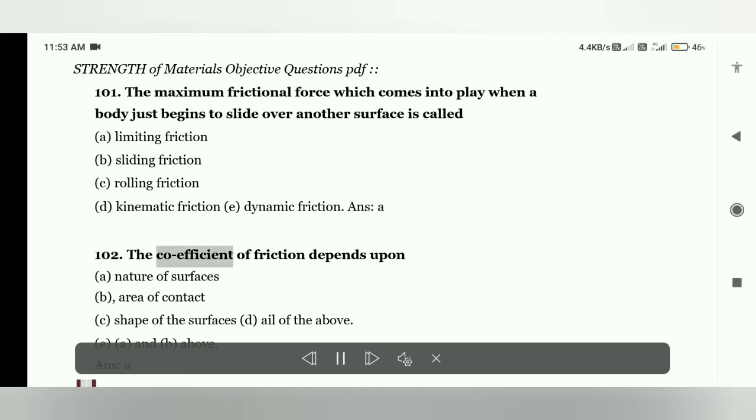102. The coefficient of friction depends upon: A, nature of surfaces. B, area of contact. C, shape of the surfaces. D, all of the above. E, A and B above. Answer A.